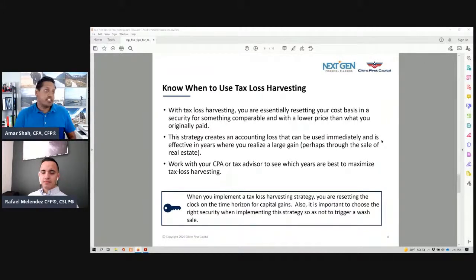So this slide should really read, know when to use your tax loss harvesting or tax gains, right? Because it can go both ways. Do you want to add anything to this? Right. I mean, I agree exactly with what you're saying.